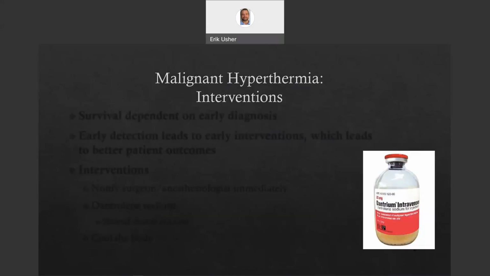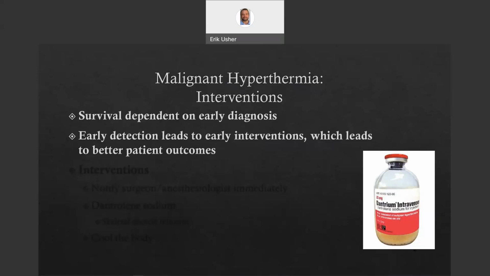So if we have someone that we're suspecting of malignant hyperthermia, their survivability depends on early diagnosis. So early detection is the key. That leads to early interventions, which is better outcomes. So what's the first intervention? You're in the PACU and you're starting to see all these signs.